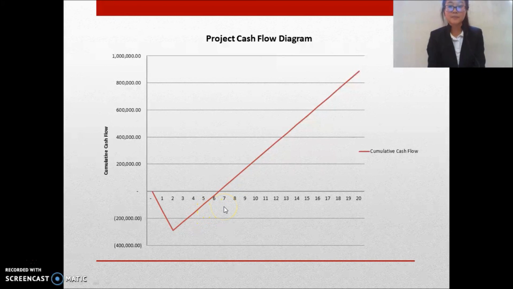Our cashback period is quite slow because of the cost of equipment and the low production rate. I believe that in the future, our company will expand to a big scale company and succeed in the future.